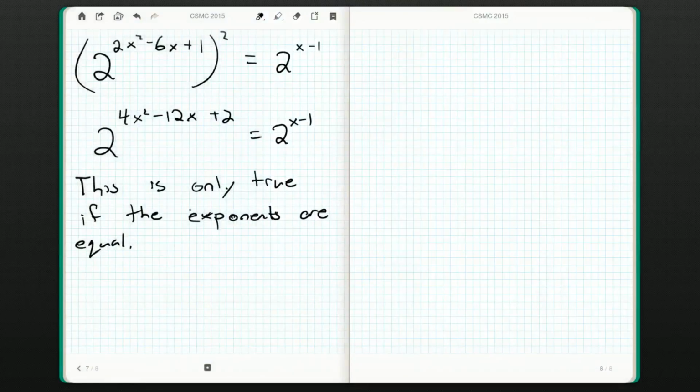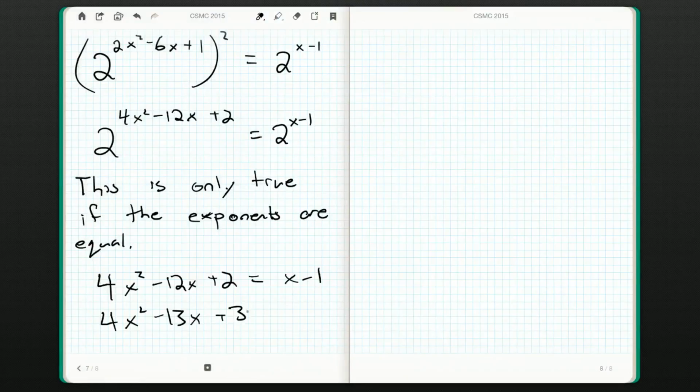Okay, so the exponents have to be equal, and that means that 4x squared minus 12x plus 2 has got to be equal to x minus 1. Okay, well now we have a nice simple quadratic. So let's bring some stuff over. We got a minus 13x here, and the minus 1 becomes a plus 1, so we get plus 3. Alright. You can try to factor that out, I guess.